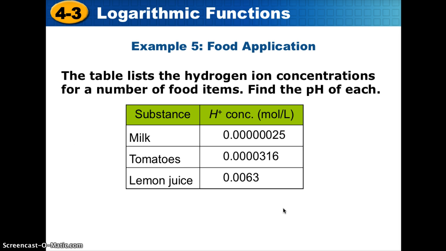In example 5, we have a real-world application, and this is associated with the acidity of food. In this case, we have a table that lists the hydrogen ion concentrations for 3 different food items. We want to find the pH of each, and of course the pH measures the acidity or the alkalinity of substances. So let's take a look at how we would do this.